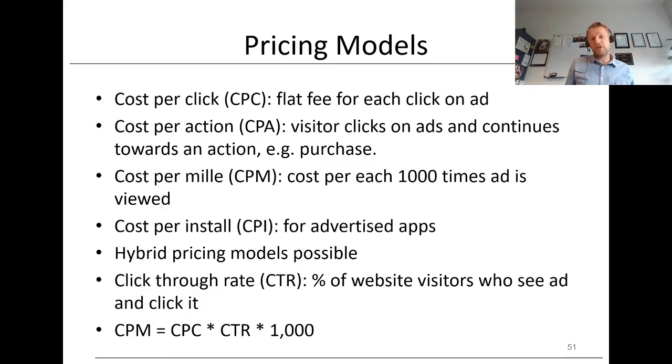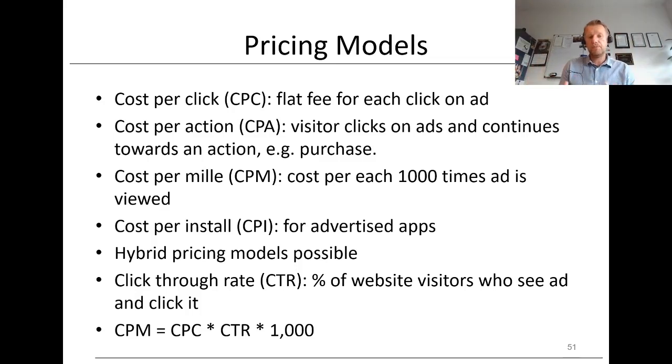Well, first of all, there's a cost per click, which is a flat fee for each click on an ad. So the advertiser has to pay a flat fee each time his ad is clicked. There's a cost per action, whereby the visitor clicks on an ad and continues towards an action, right? The action could be the purchase of a product or service, the download of a PDF, for example, or a request for a quote. So you can define the action as you want, and cost per action is another pricing model whereby the advertiser only pays when a particular type of action has been performed.